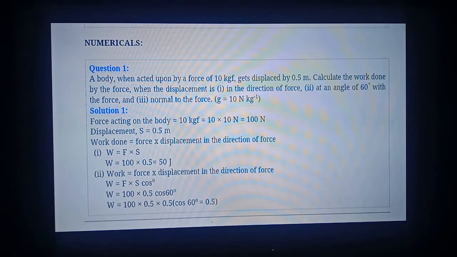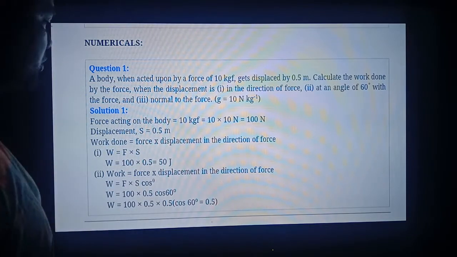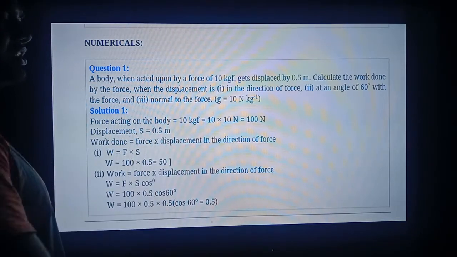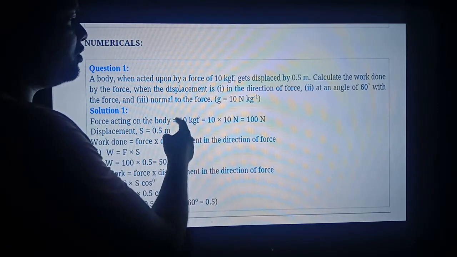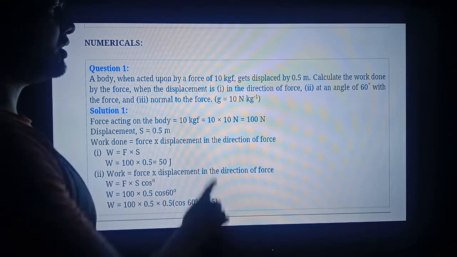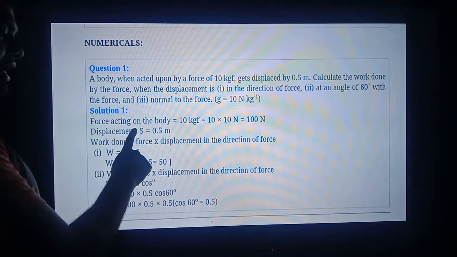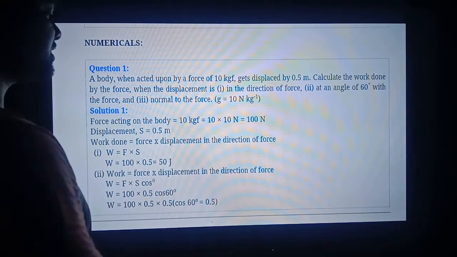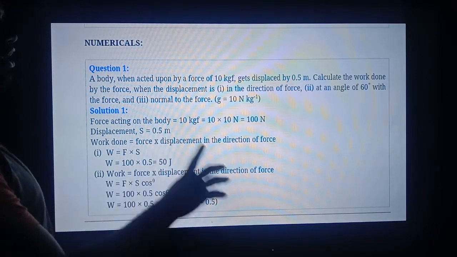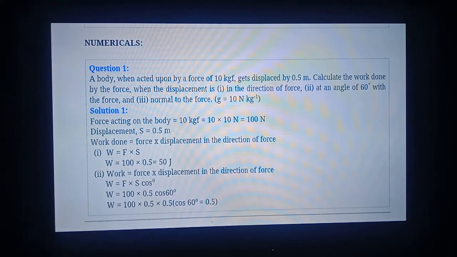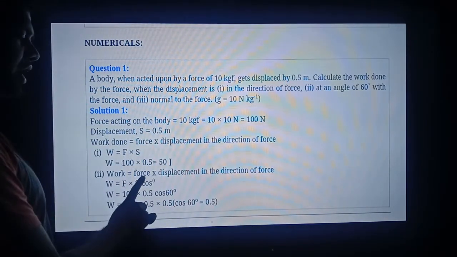So let's see the solution. First of all, we will convert this kgf force into Newton. The force acting on the body is 10 kgf. When kgf is converted into Newton, we multiply the value with the value of gravity. So 10 into 10, that is 100 Newton. This is F. Now displacement S is equal to 0.5 meter, both are in SI unit. Then the work done, W is equal to F into S, W is equal to 100 into 0.5, that is 50 joule.